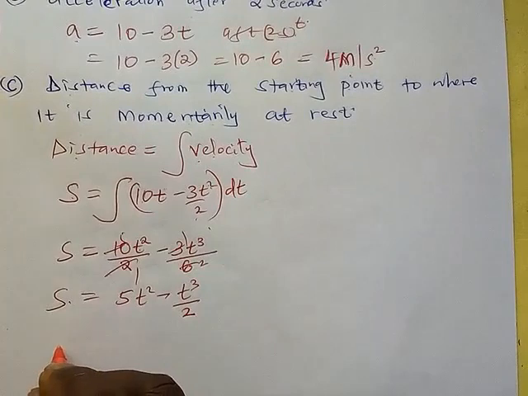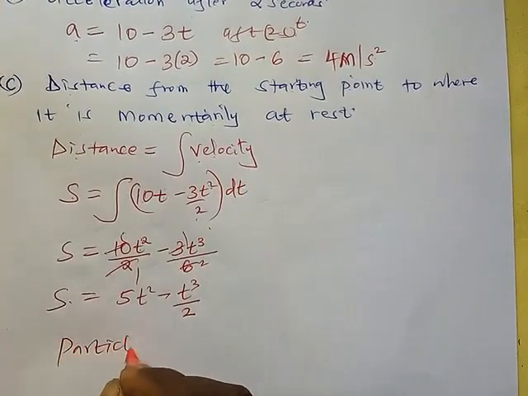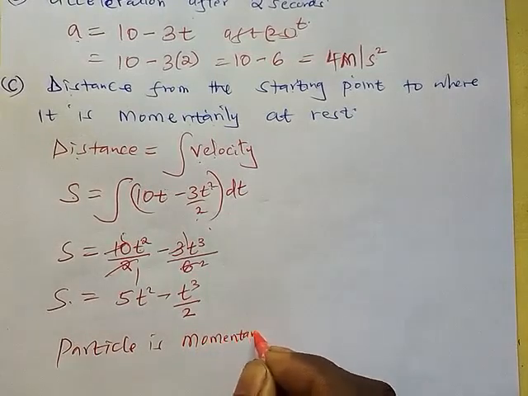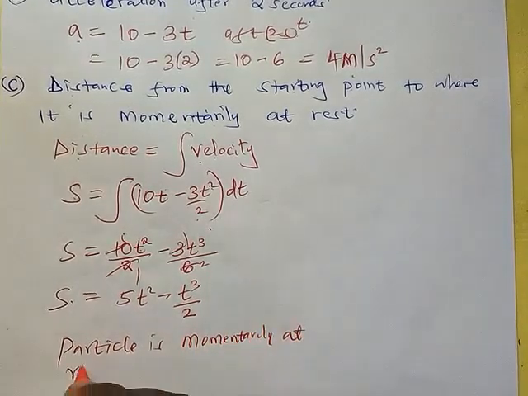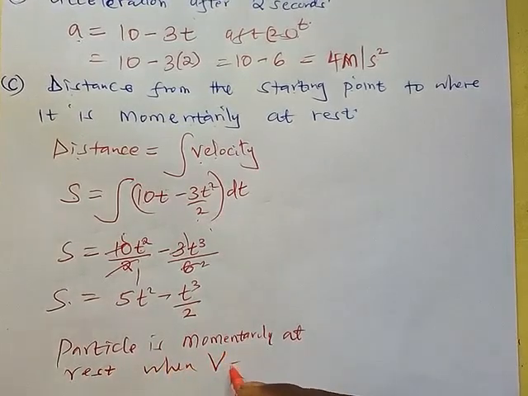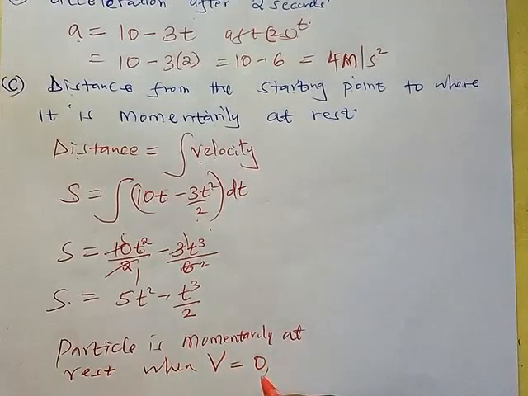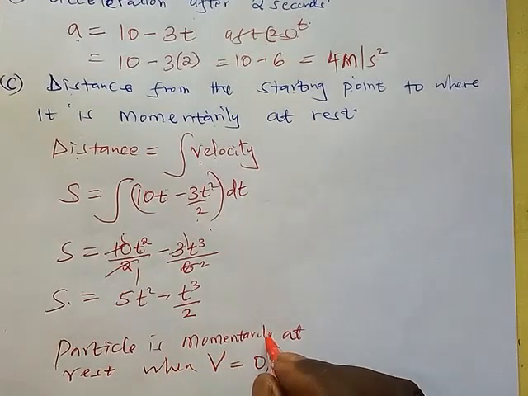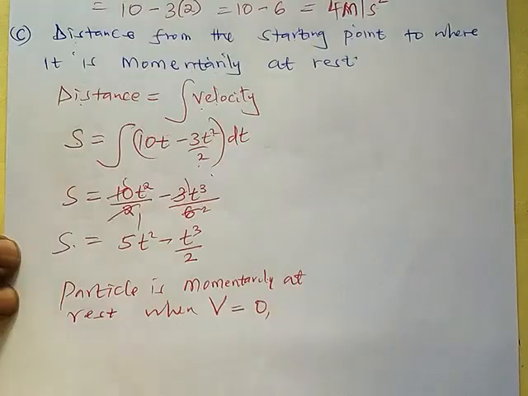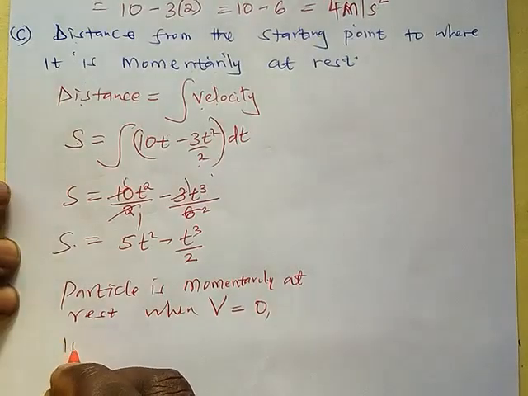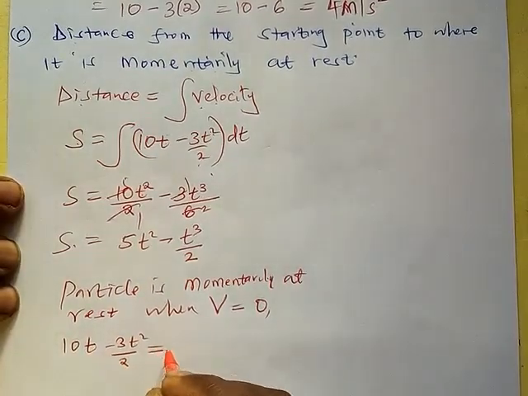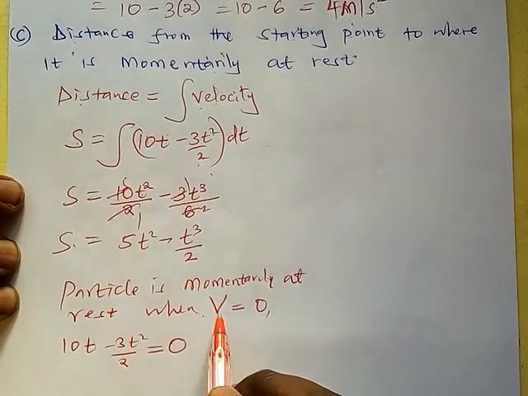But we know that the particle is momentarily at rest when velocity is equal to 0. If it is at rest, velocity is equal to 0. So our velocity, which is 10t minus 3t squared divided by 2, we equate it to 0, because at rest velocity is 0.